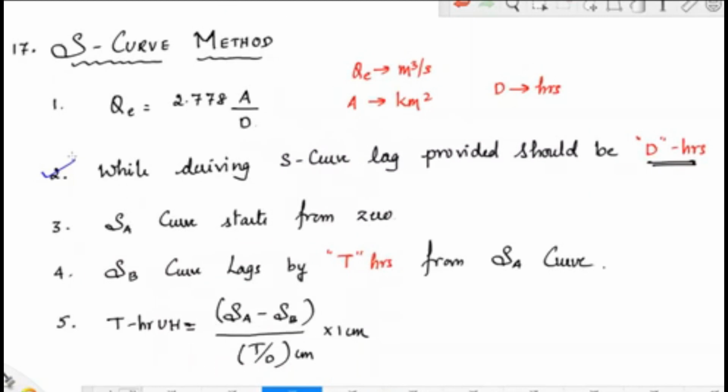Okay, fine. You have provided a lag of D hours. So this is a mistake students will make. So provide the lag properly. If you are leaving 2 spaces, drop 2 values at a time. If you are leaving 3 spaces, drop 3 values at a time. If you are leaving 1 space, drop 1 value at a time. Okay. Next thing: the SA curve should start from 0.